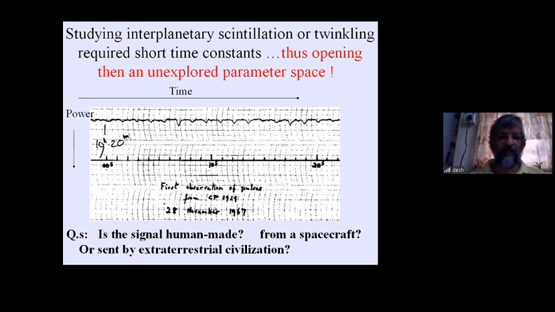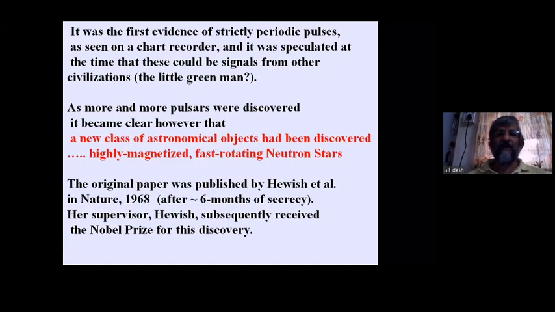Of course, the initial excitement was to see if these were man-made or from some spacecraft, or signals sent to us by some extraterrestrial civilization. This had its own charm in terms of speculations. And as more and more of these objects got discovered, it became clear that one is looking at a new class of astronomical objects, which are, as we believe now, highly magnetized, fast-rotating neutron stars. About these objects you heard in the morning talk.